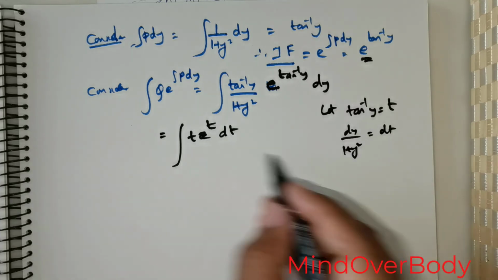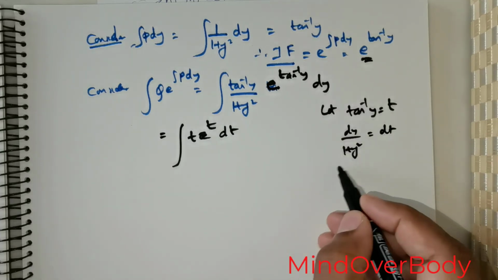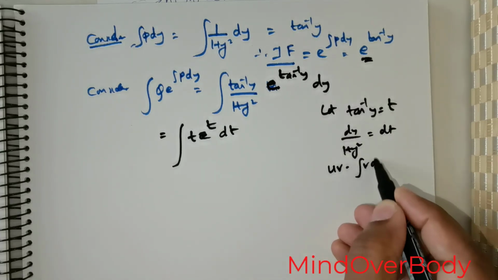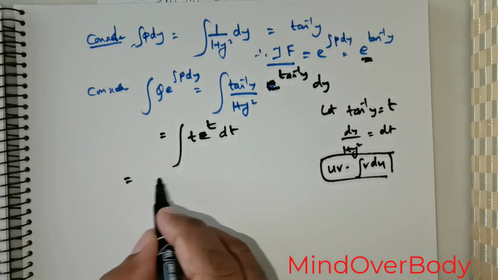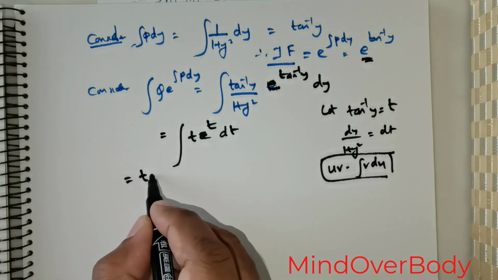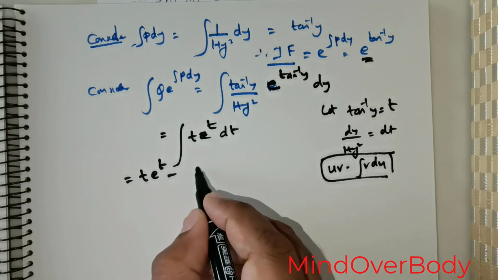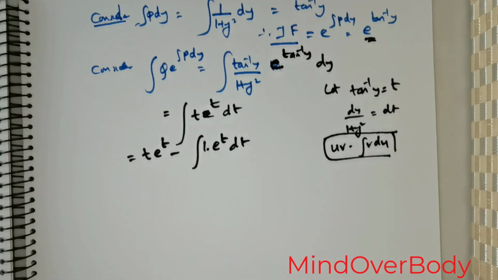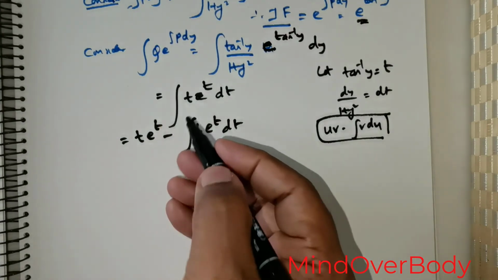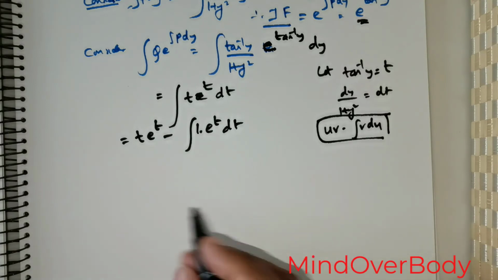So now we can use the UV technique. If I were to use the UV minus integral of VDU form, I can rewrite this. This is going to be t times e raised to the power of t minus the integral of 1 times e raised to the power of t times dt. Okay, you can try this out. This will work out in the same fashion.